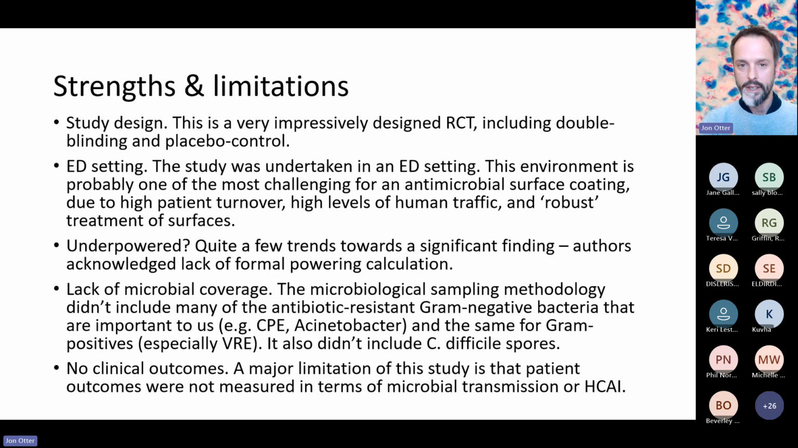Now, those of you who worked in an ED or walked through an ED, it is not an easy environment to manage. There's a lot going on. We're asking a lot of our staff, and we're asking a lot of our equipment in these areas. They get thrown around, beaten up, perhaps more so than elsewhere in the hospital. So it's a very tough environment for an antimicrobial surface coating to be trialed.